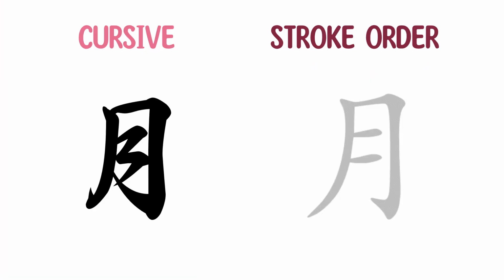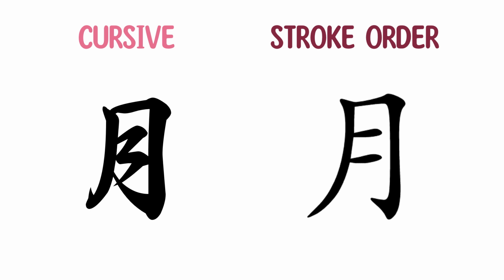One last note, this kanji has 4 strokes, and it is a JLPT N5 level. So, next time you see the crescent moon, just remember this kanji shape.